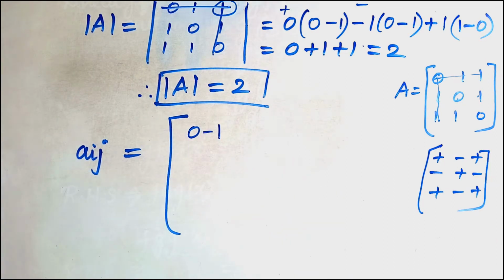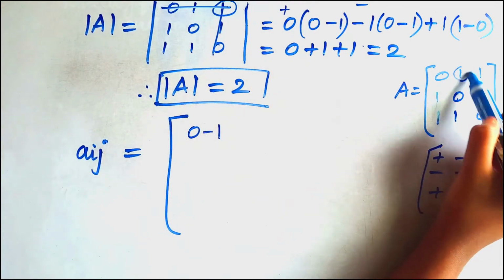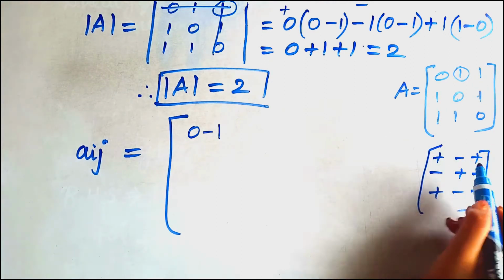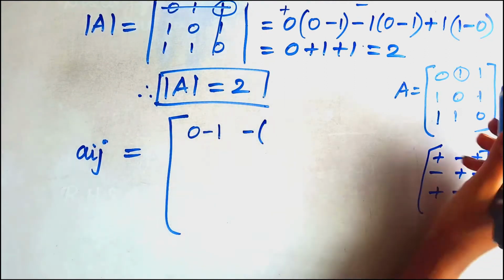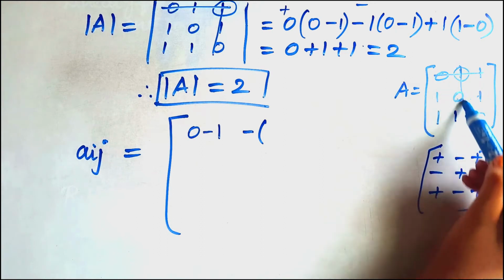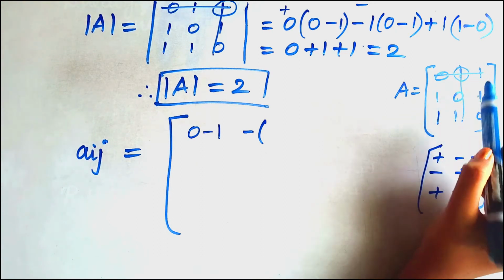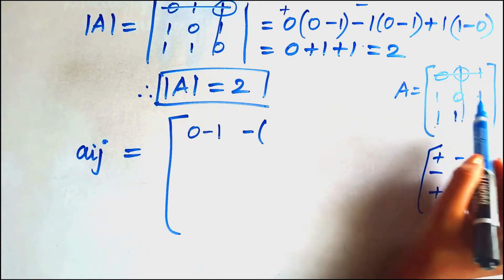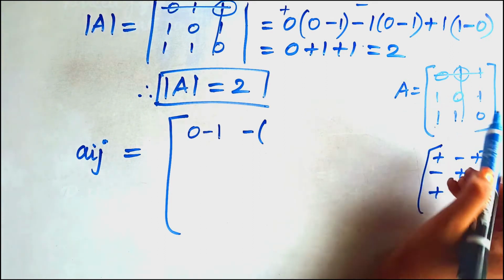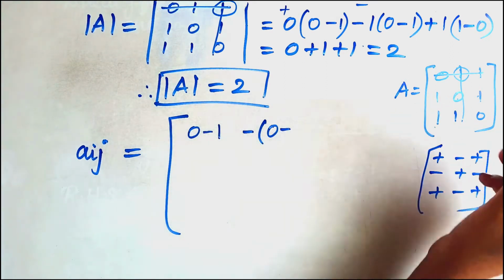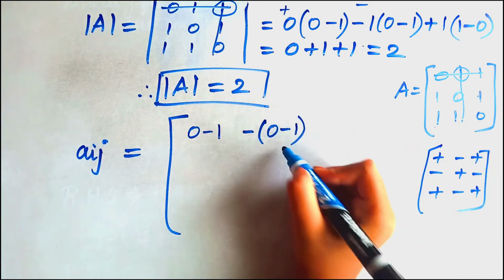And the second element is 1, and here the sign is minus, so you have to put a minus sign here, and then you have to cancel both horizontal and vertical values of 1, so that you'll get 1 1 1 0. Now you have to cross multiply it, 1 into 0 it will be a 0, and you have to put a minus sign here, and 1 into 1 it will be a 1.